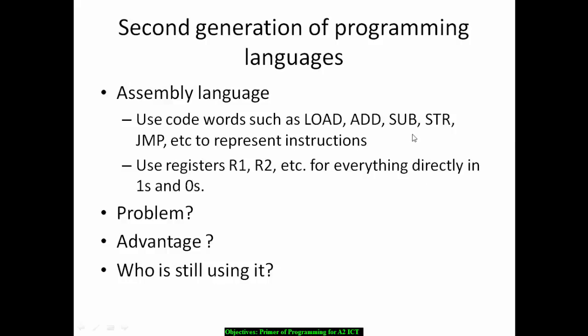Now they use special coded words, load, add, sub, store, jump, for example, to represent instructions. And they use direct access to registers, R1, R2, and so on, to store data. This one is better than binary form because it's much easier for humans to read and understand. It has brought about improved productivity, but there are still problems because this one is very much machine dependent. This refers to the internal structure of the processor.